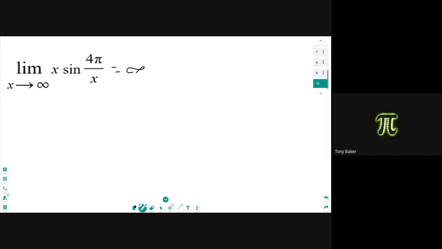So it goes to what? Sine of 0 is 0. So this is pi times 0. Again, indeterminate.